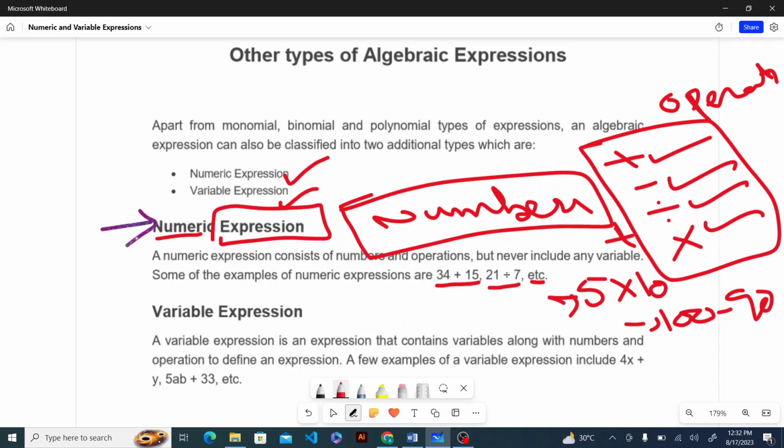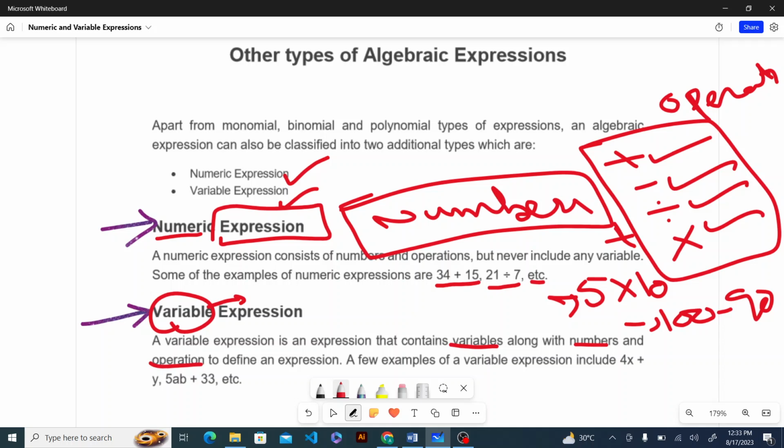Okay, so the next one is variable expressions. Now variable expressions, what are the variable expressions? It is obvious from the name again that variables will be included in them. Along with variables there can be coefficients, and then there will be operations as well. Okay, let us read the definition now. A variable expression is an expression that contains variables along with numbers and operation to define an expression.